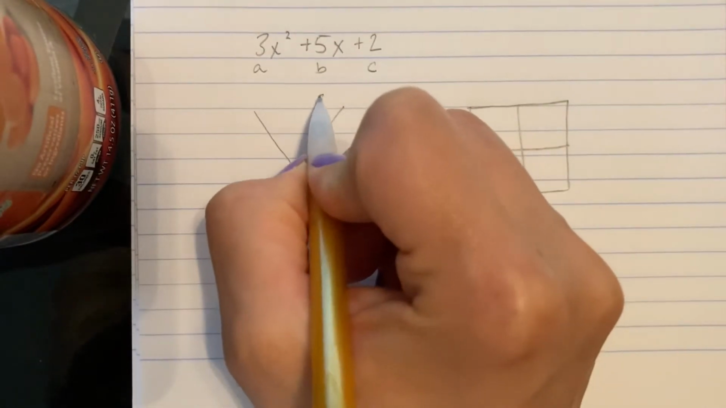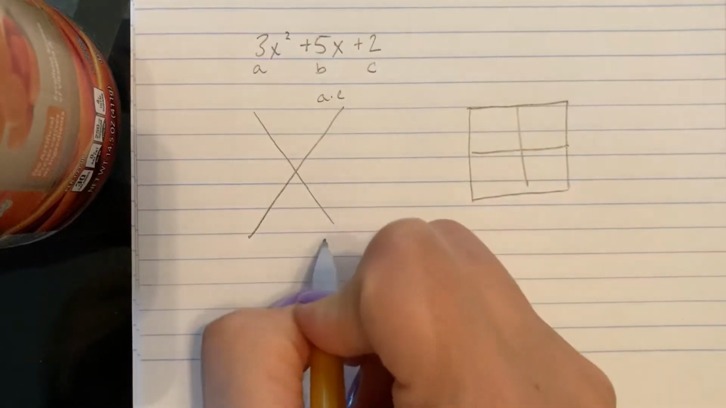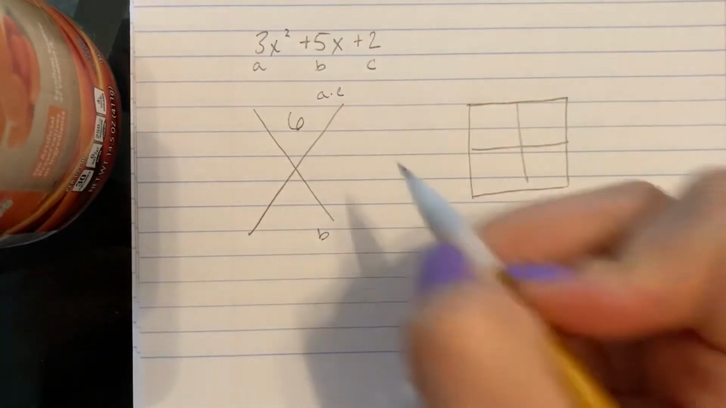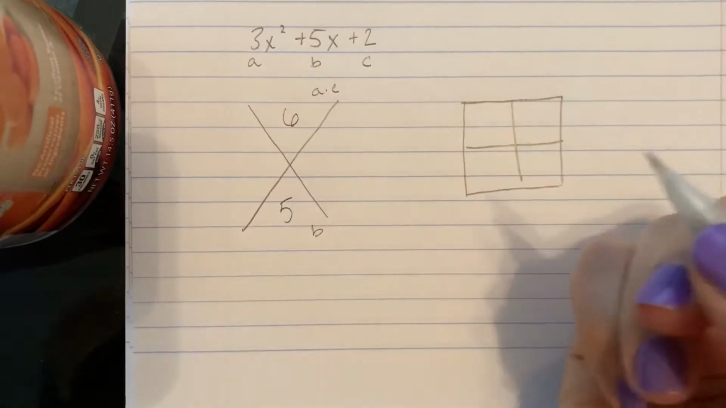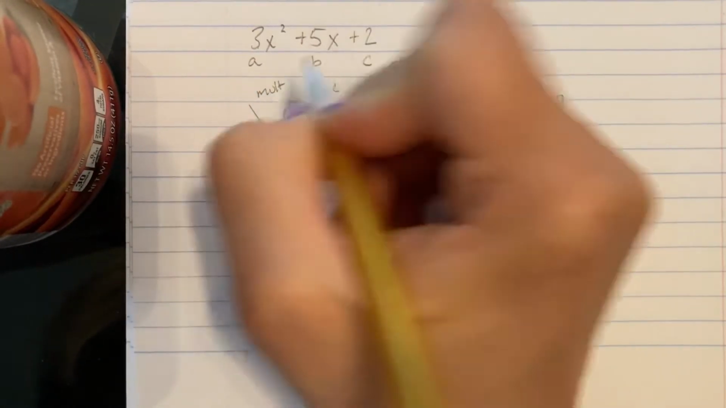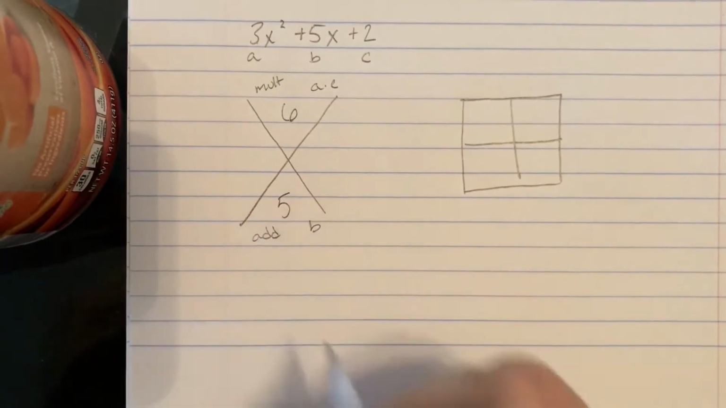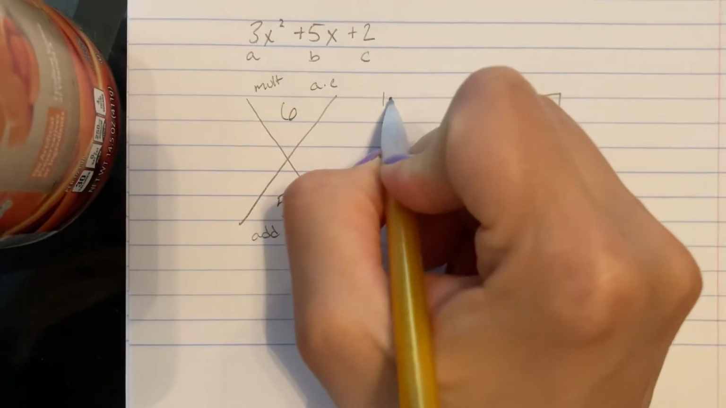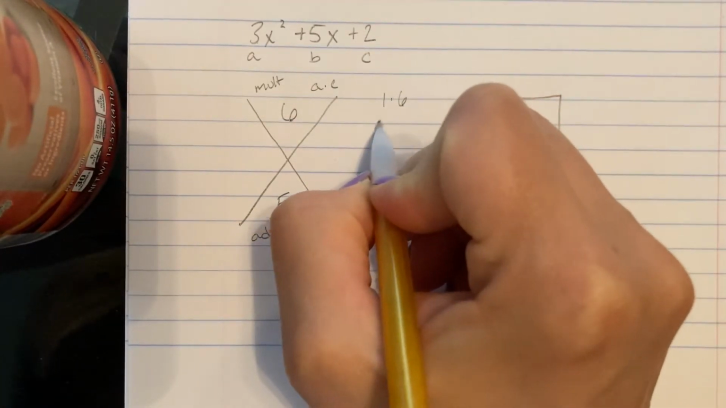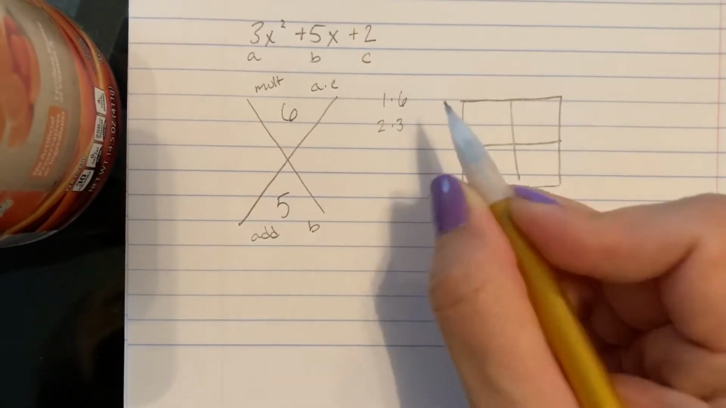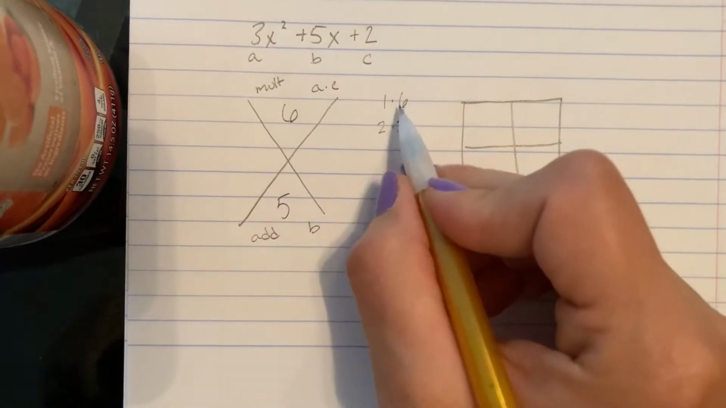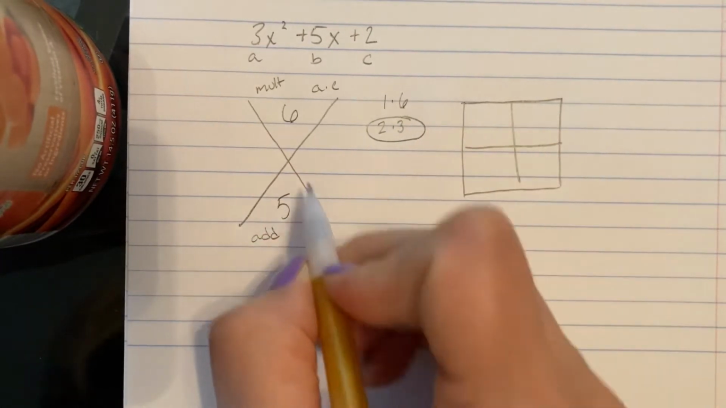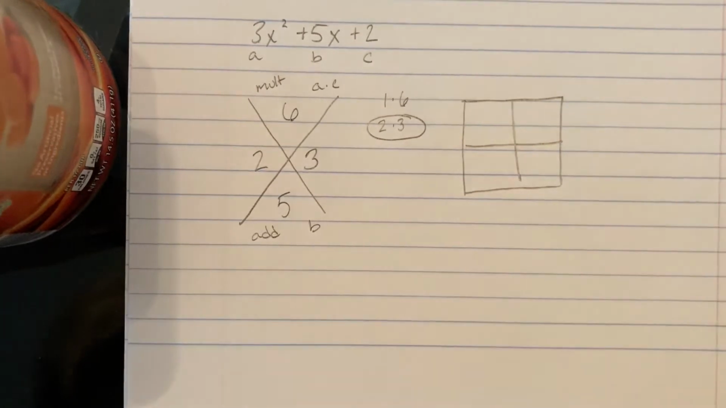So in my diamond, I still do A times C on top and B in the bottom. So 3 times 2 is 6, and then the 5 goes in the bottom. So I'm looking for something that multiplies to 6 and adds to 5. So the options that I have are 1 times 6 or 2 times 3. Those are the only pairs that multiply to 6. Out of these two pairs, 2 plus 3 will add to 5. So I need to use a 2 and a 3.